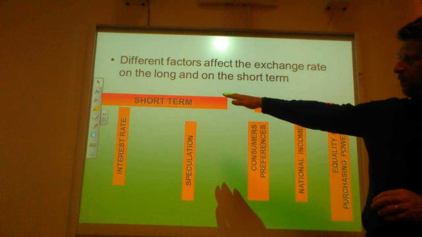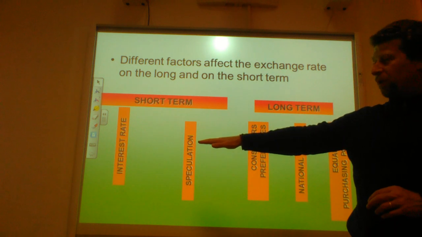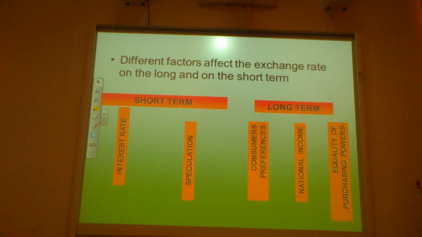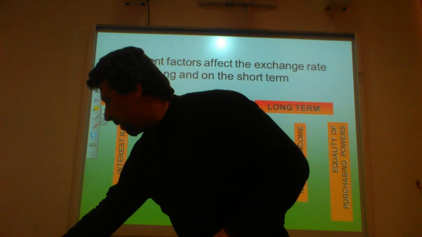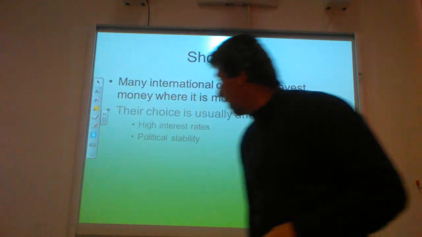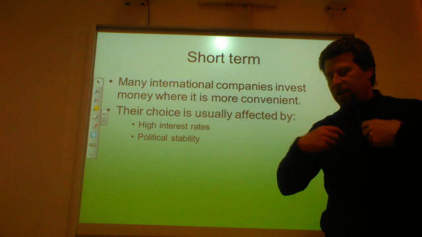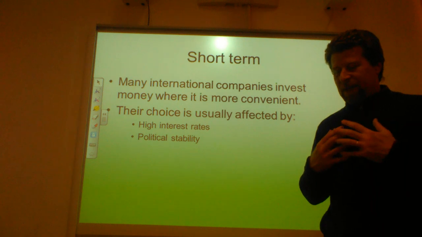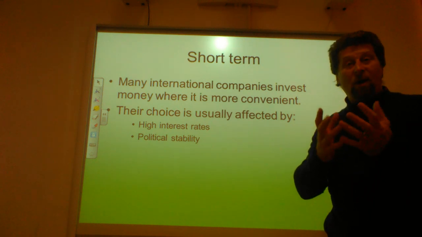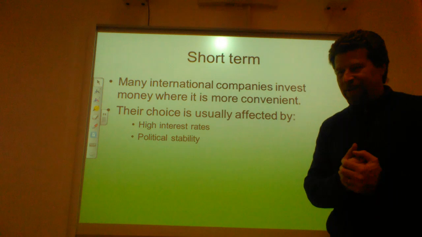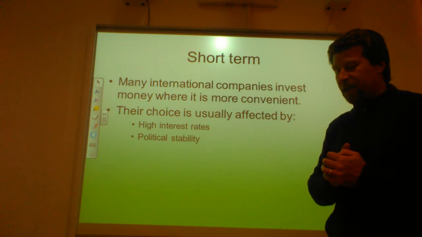So in the short term, we've got interest rates, which influence the exchange rate, and speculation. In the long term, we've got consumer preferences, national income and equality of purchasing power. So we're going to look at the short term first, interest rates. Now, we'll start with an investor. If I want to invest my money somewhere in the world, obviously I look for the place where I can get the most growth, most profit. If I'm looking to invest, I'm looking for the most profit.